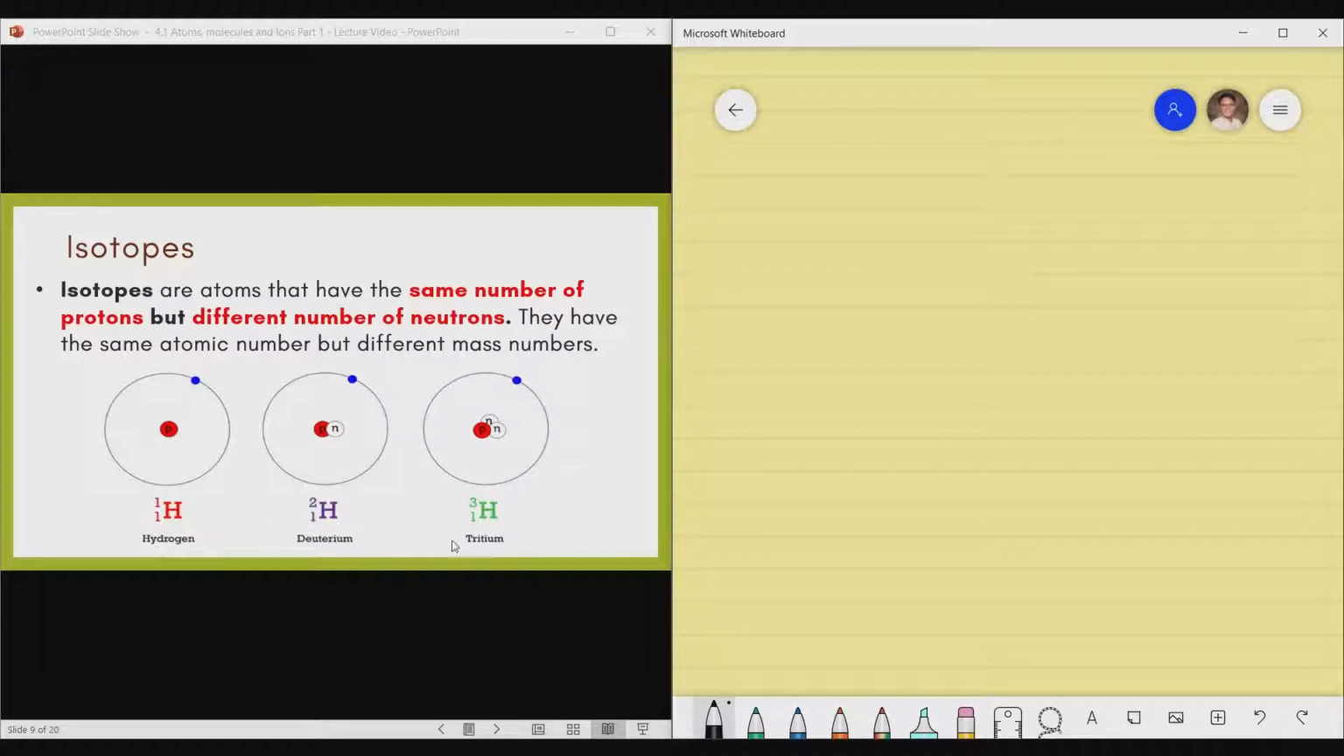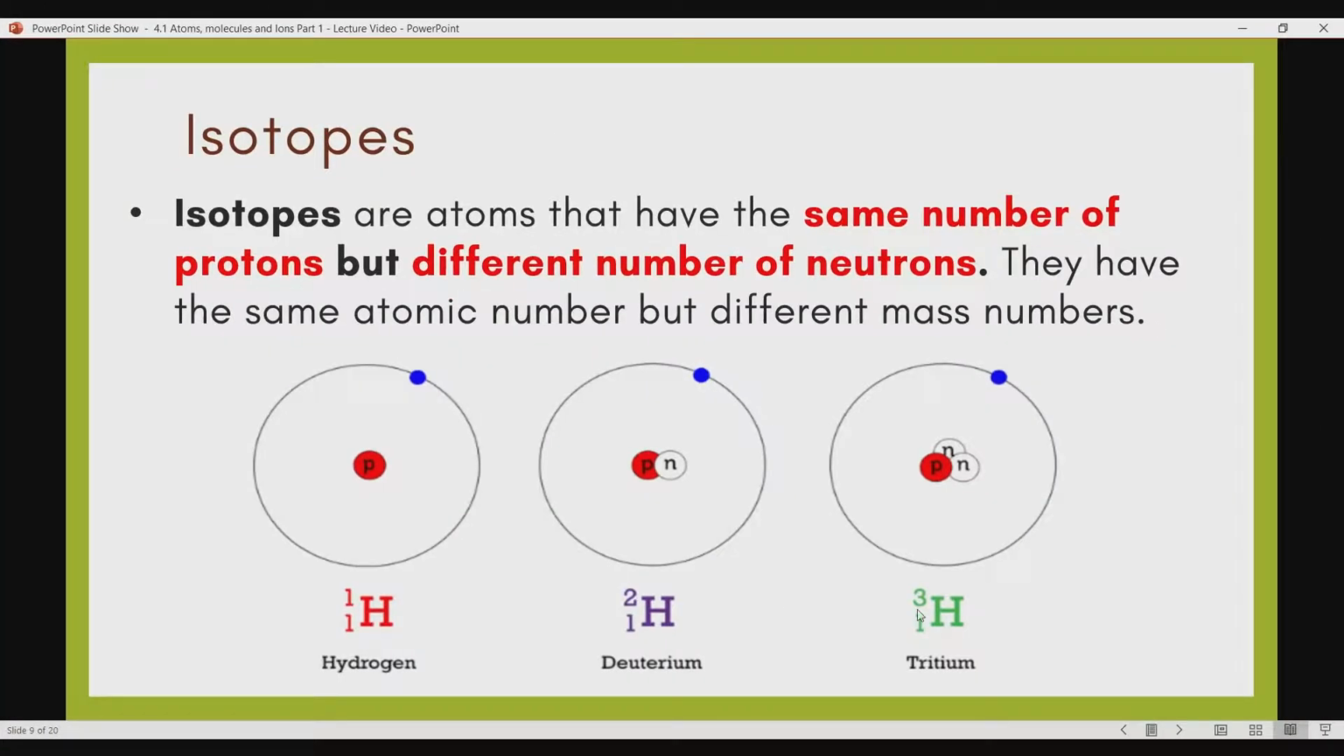Hydrogen, deuterium, and tritium. Pare-parehas po silang hydrogen atom. Pare-parehas na hydrogen atom. Tignan din, same number of protons. So, meaning to say, same atomic number. Tignan tong letter Z. Ayan, yung subscript. 1, 1, 1. Pare-parehas naman. Pero, iba-iba sila ng mass number. Yung bigat. Ayan, yung superscript. 1, 2, 3.